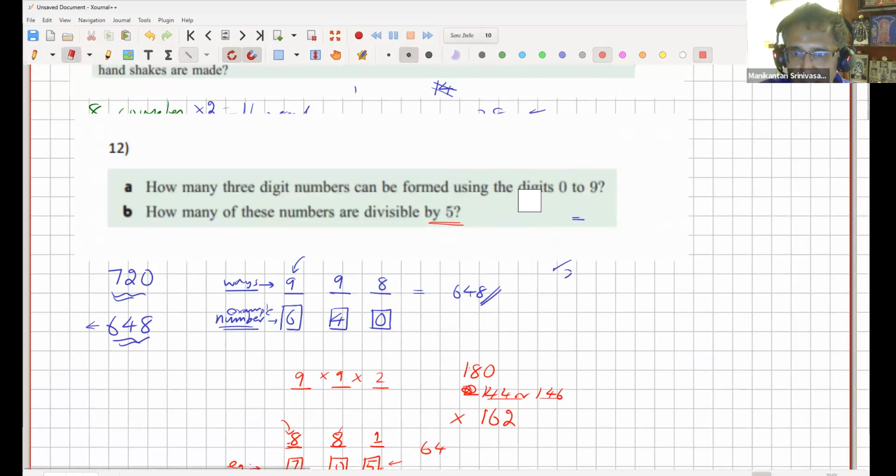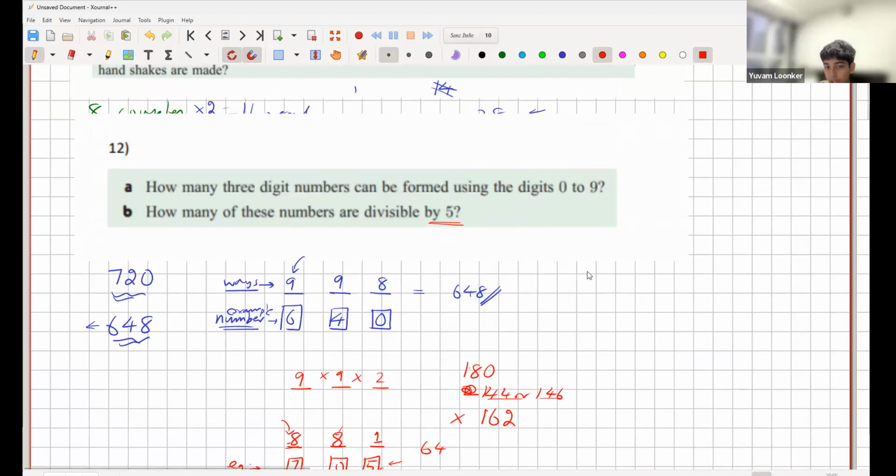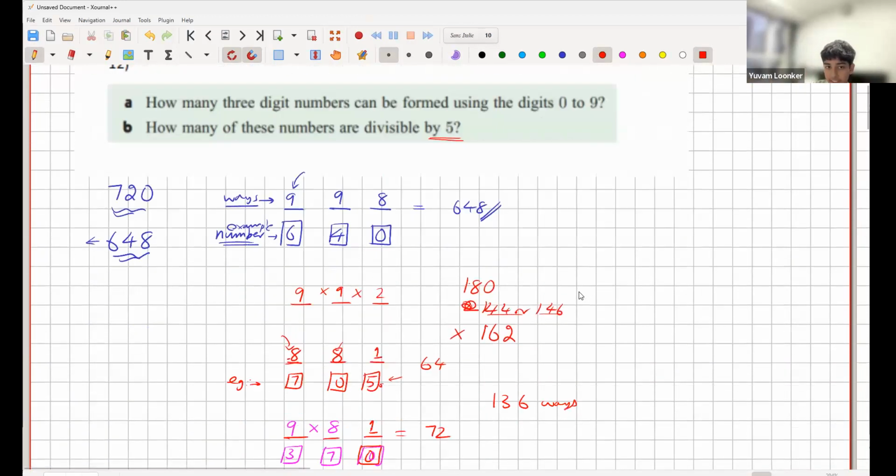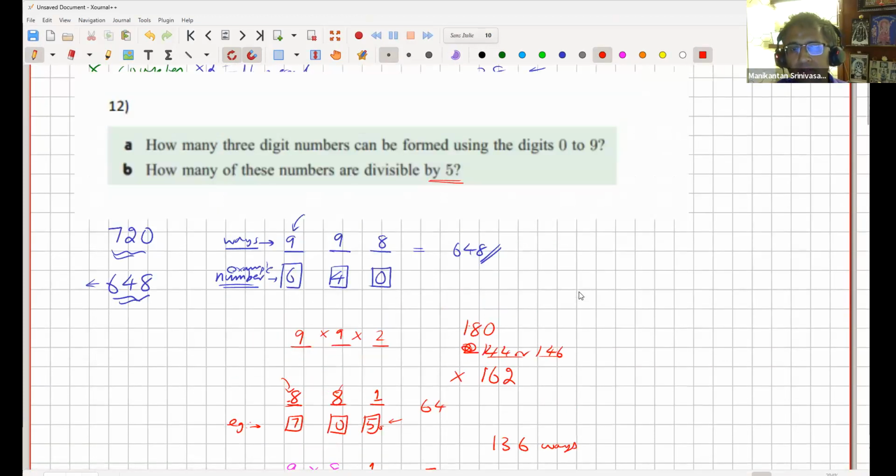But I have one doubt. Sir, why can't you do the same thing? Since you got the answer already, 648 in the previous question, you could just, and you know that out of 0 to 9, there are only 2 numbers which are divisible. So it's 648 into 2 upon 9. Because there are only 2 numbers out of all those 9 numbers that are divisible by 5. So why does it make sense to just take 648 and multiply by 2 by 9?